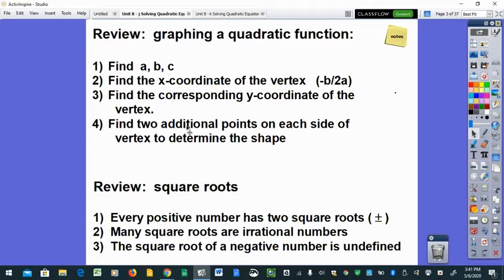And we use 2 x values on either side of the vertex to determine the shape of the parabola. And that's what we've been working on for the last several days.